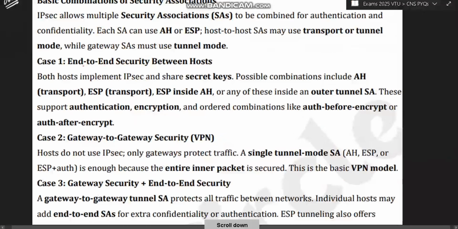Case one is end-to-end security between hosts. Both hosts implement IPsec and share secret keys. Possible combinations include AH or ESP, or ESP inside AH, or any of these inside an outer tunnel SA. If I show you the diagram, this will be clear. These support authentication, encryption, and ordered combinations like authenticate before encrypt or authenticate after encrypt. These are the things you need to remember: what provides authentication and encryption. That is end-to-end security between hosts.